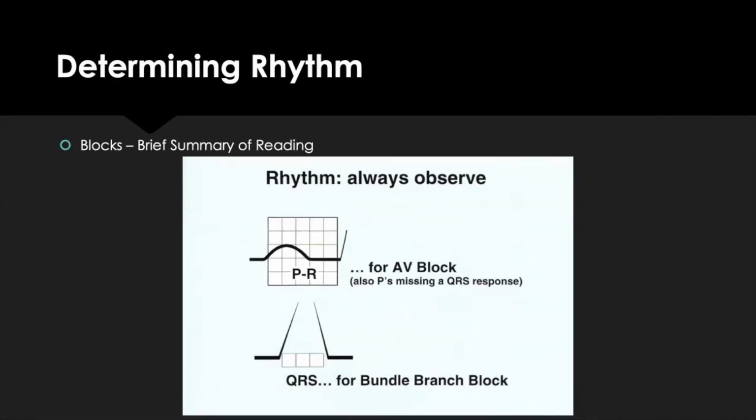This is a review on how to analyze an AV block or a bundle branch block on an EKG strip. AV blocks are determined by a prolonged PR interval or irregular placement or occurrences of P waves, while bundle branch blocks are characterized and determined by wide QRS waves.